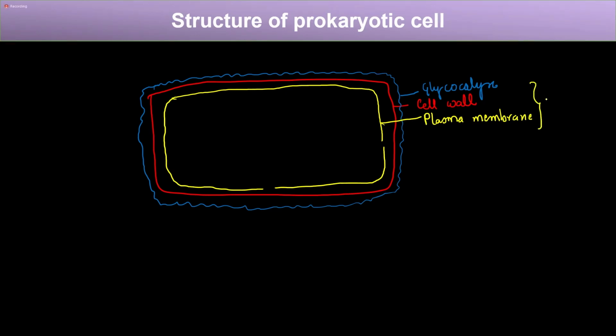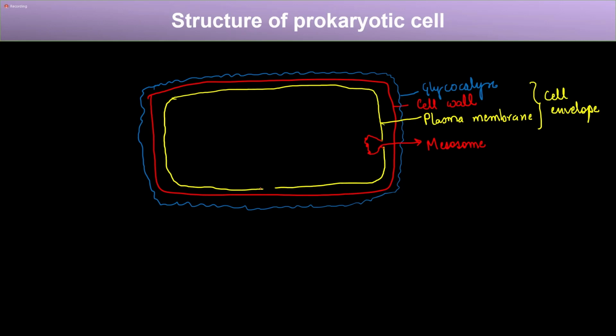And these three boundaries together are known as the cell envelope. So the cell envelope, or the boundary of a bacterial cell or a prokaryotic cell, is made up of three layers: glycocalyx, cell wall, and plasma membrane. Now, in this plasma membrane, there are certain infoldings. For example, there is one infolding on which generally the enzymes are placed. This infolding is known as mesosome.